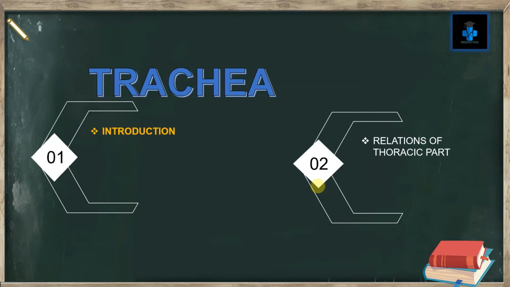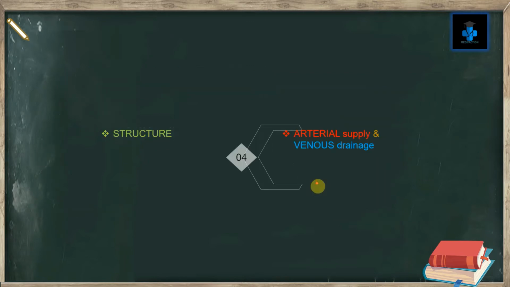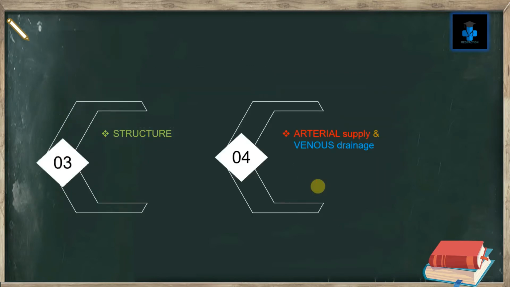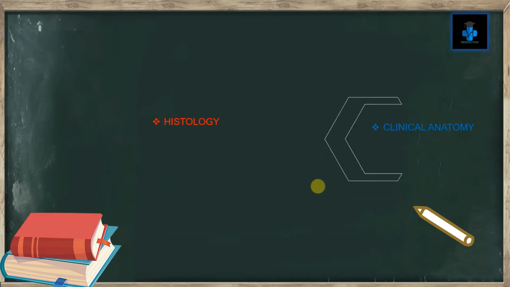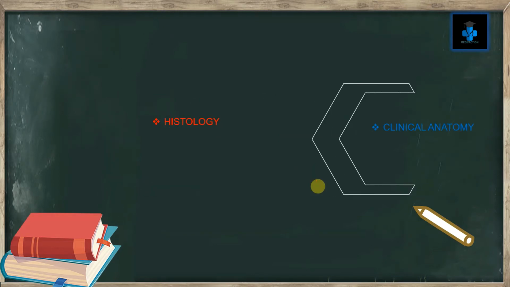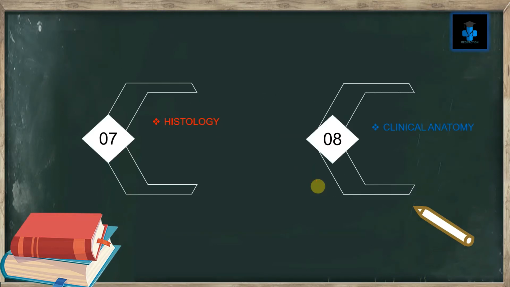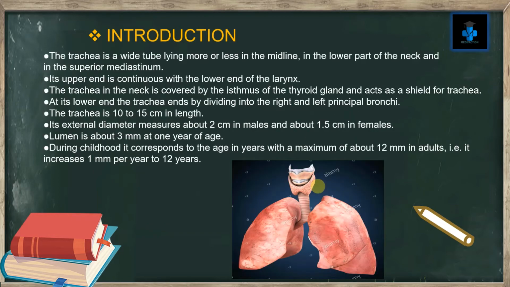In this video, we are going to enumerate the introduction about the trachea, relations of the trachea with the thoracic part, the structure of the trachea, the blood supply, that is the arterial supply and venous drainage, the lymphatic drainage and nerve supply of the trachea, as well as the histology and some of the clinical anatomy of the trachea.